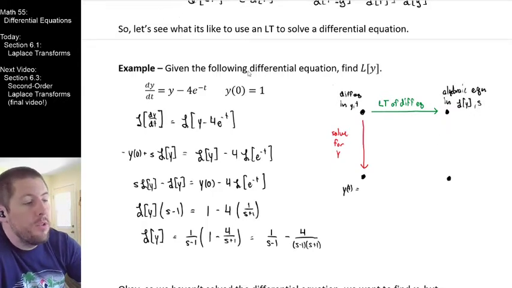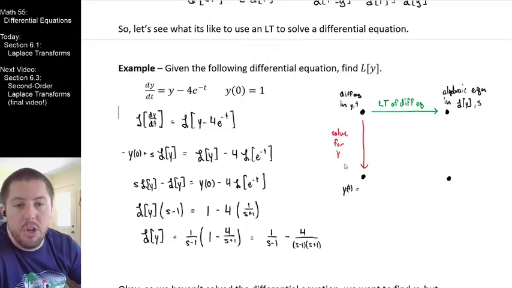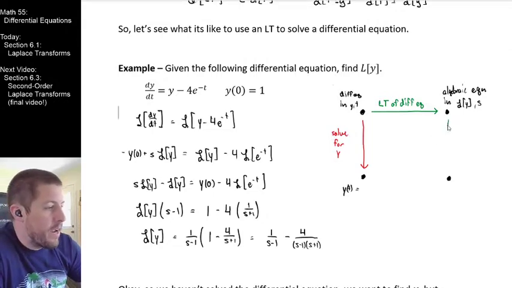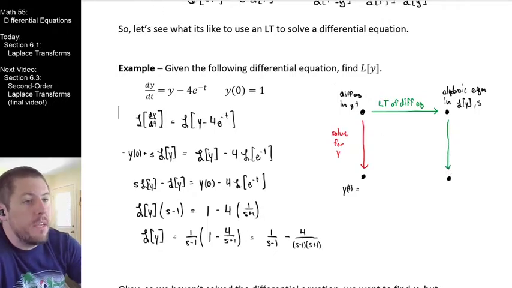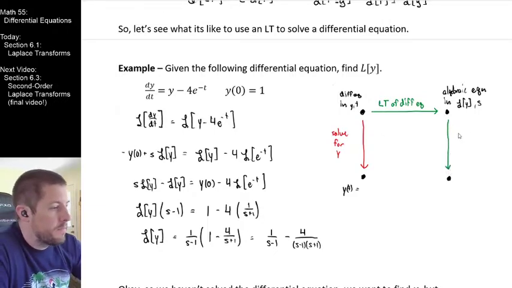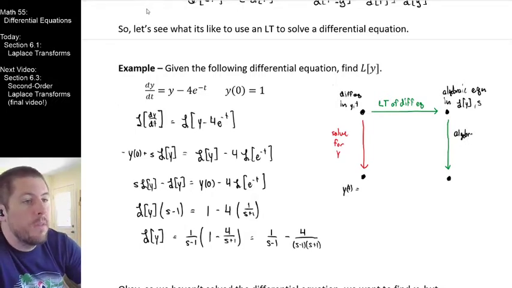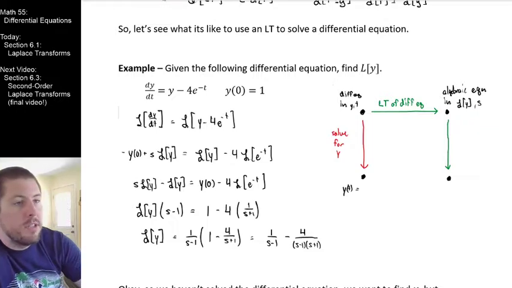Here, now we can do the solving. Notice that the solving is our vertically oriented part in this diagram right here. I can easily algebraically solve for L of y. Oh, I guess according to my color scheme, I should be writing that in green.